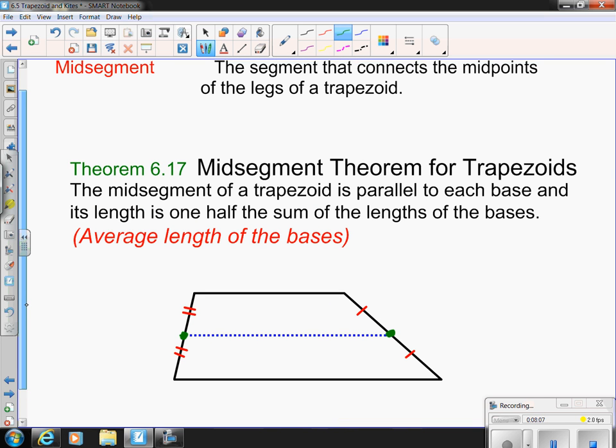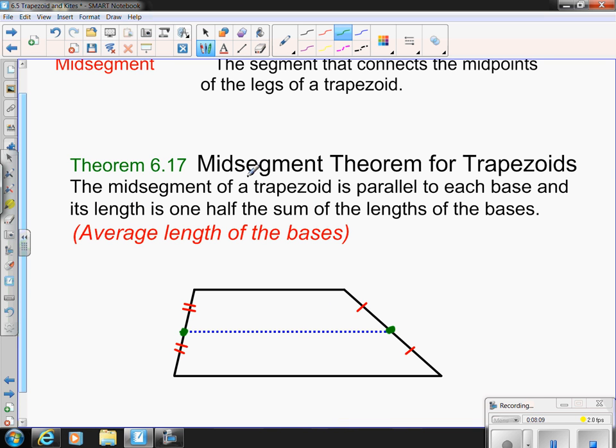So the mid-segment of a trapezoid is parallel to each base, and its length is 1/2 the sum of the lengths of the bases. So this blue line is the length, half of the sum of these two segments. So how I see that is the average. It's the average length. And we'll see a couple examples to clear this up.